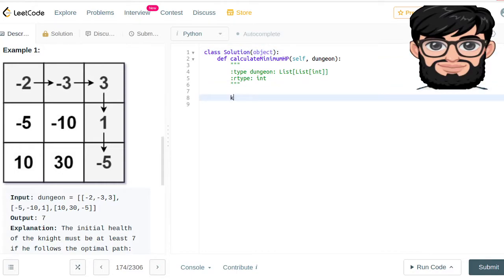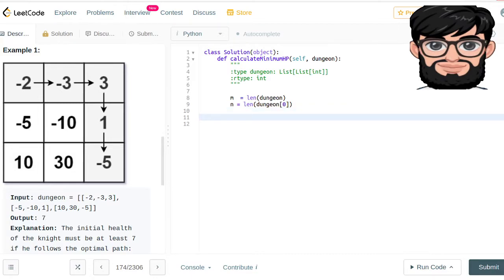So the way we're going to do it is using dynamic programming. Our m cross n matrix: m is going to be equal to the length of dungeon, and n is going to be the length of dungeon of 0. So m is the number of rows, and n is the number of columns.